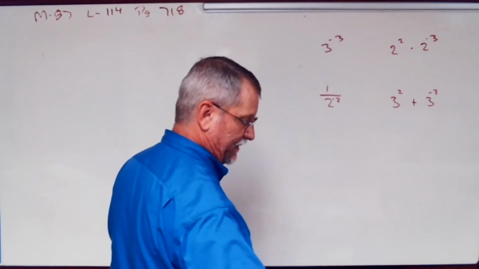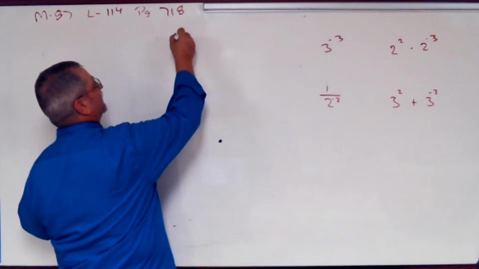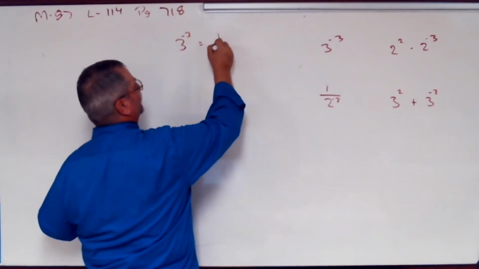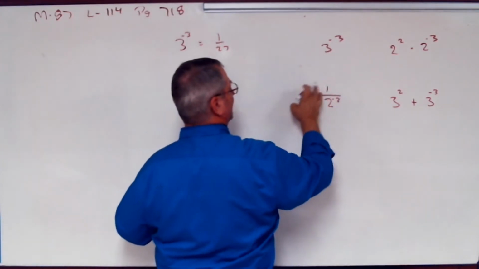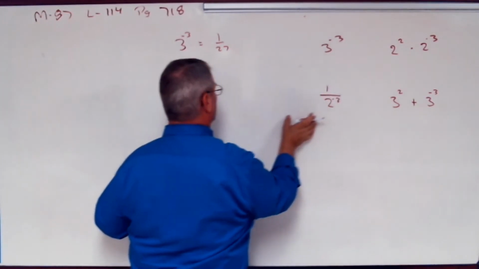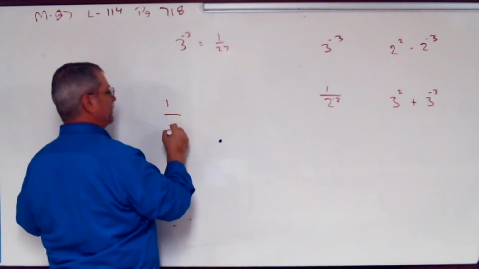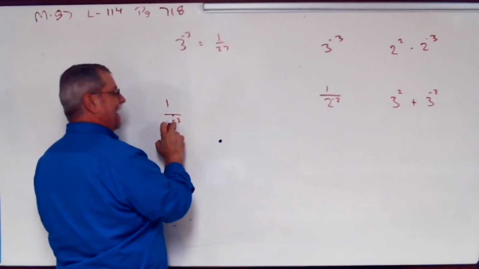Let me write some answers out here. So 3 to the negative 3 equals 1 over 27. We just did that. That's not an i, that's a 1. So we're going to take this one here: 1 over 2 to the negative 3. Again, that's not going to be a negative number.